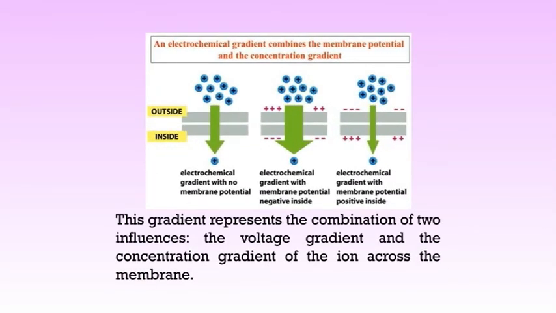The flow of an ion through a membrane channel protein is driven by the electrochemical gradient for that ion. This gradient represents the combination of two influences, the voltage gradient and the concentration gradient of the ion across the membrane. When these two influences just about balance each other, the electrochemical gradient is 0 and there is no net flow of the ion through the channel. The voltage gradient, which is the membrane potential at which this equilibrium is reached, is called the equilibrium potential for that ion. It can be calculated from the Nernst equation we just derived.